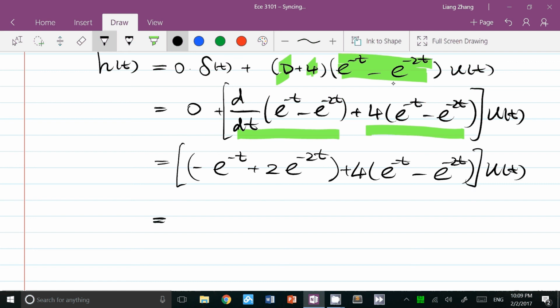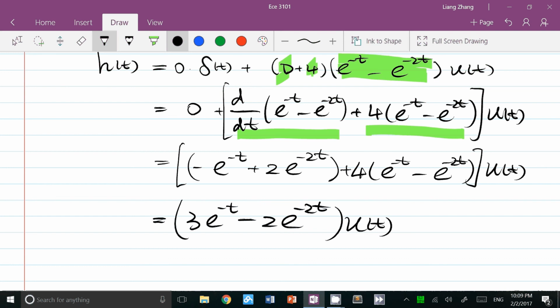And finally, you can combine the terms. You have a negative e^(-t) and 4e^(-t), so that will give you 3e^(-t). And then you have 2e^(-2t) and minus 4e^(-2t), so altogether that gives you minus 2e^(-2t), times u(t). Okay, and that's it.